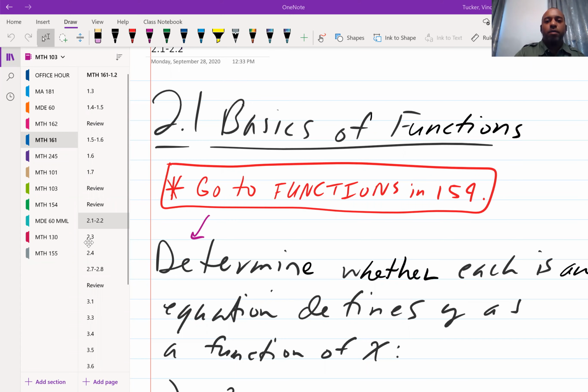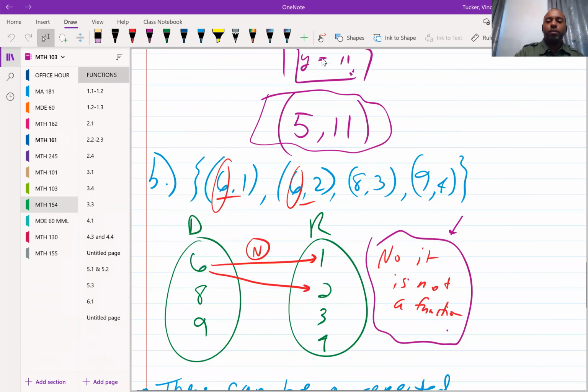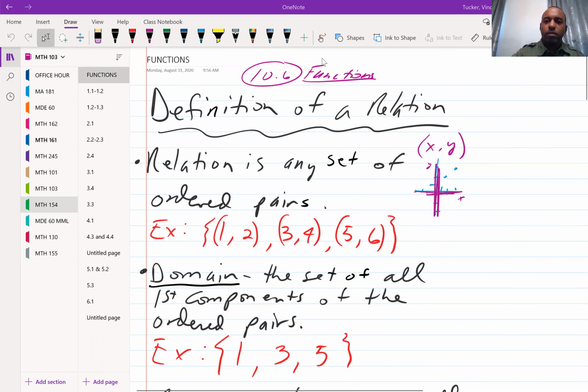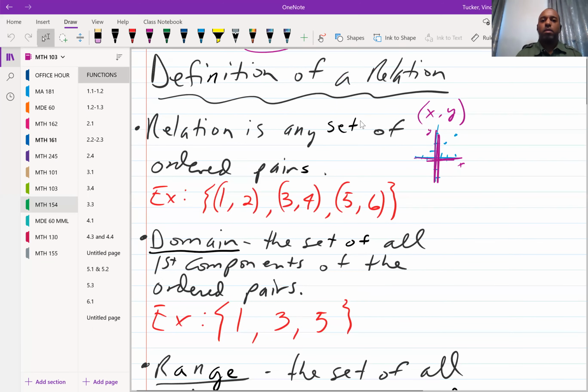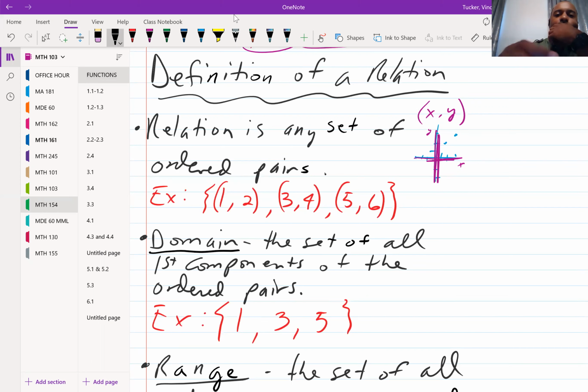All right, 2.1 basis of functions. And let's go to page 154. All right, so let's start with the definition of a relation. So a relation is any set of ordered pairs. So here we have the example (1, 2), (3, 4), (5, 6). Any set of ordered pairs is considered a relation.